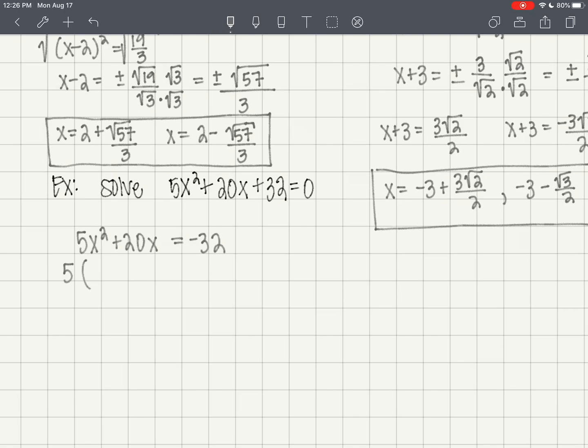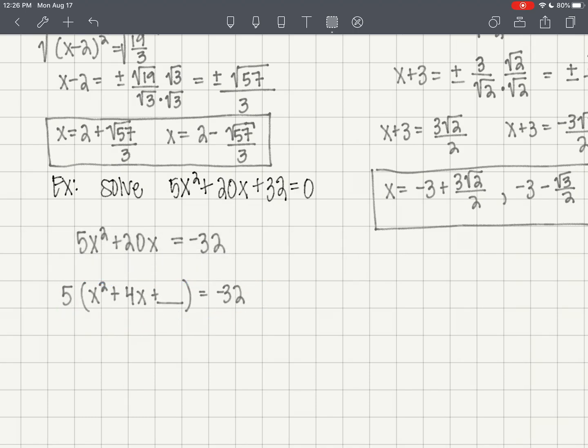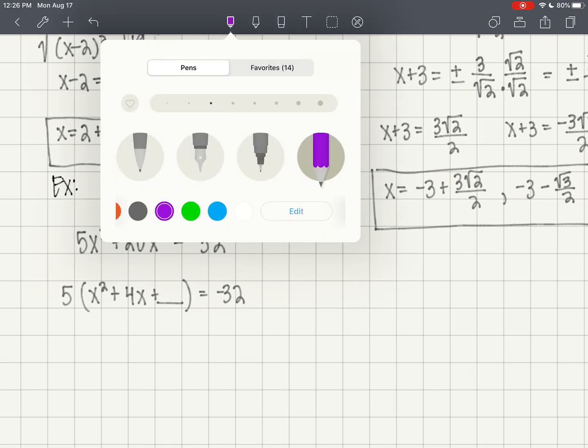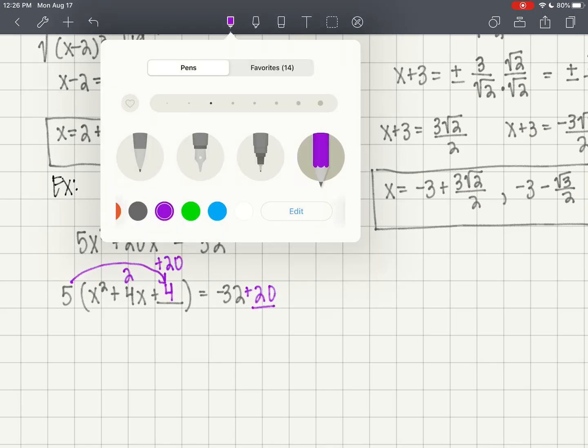We're going to factor out our 5, which is going to allow us to now complete the square. I'm going to leave a little bit of room here because I've got that number on the outside of the parentheses, so I have to take that into consideration. Half of 4 is 2. 2 squared is 4. 5 times 4 is 20. Therefore, I'm going to add 20 to the other side.